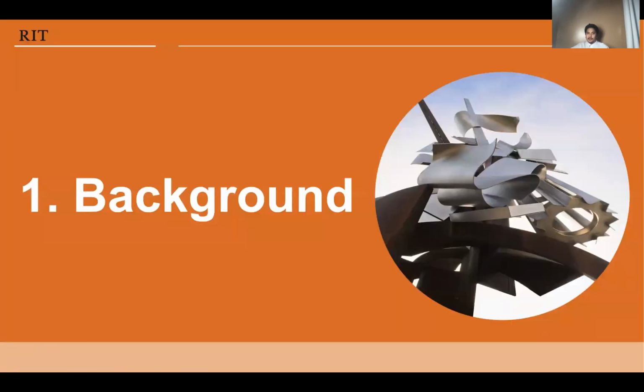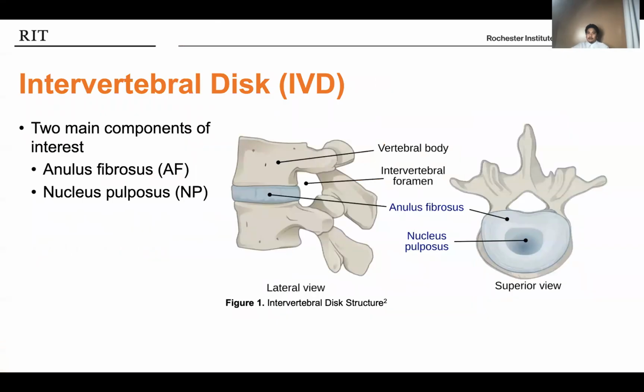So starting with the background, the first thing I'm going to be talking about is intervertebral discs. Now, these are located in between the vertebral body and can act as a cushion to absorb shocks and stresses from our daily movements. Now, with these, there are actually three main components. However, we are only interested in the annulus fibrosus and the nucleus pulposus. As you can see on the right, the AF is the outer layer.